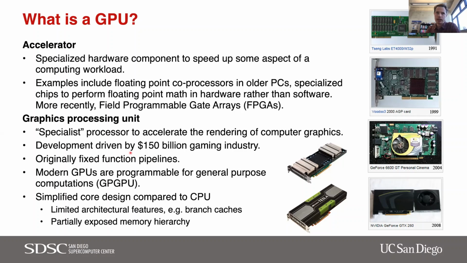And originally, they had only fixed function pipelines for graphics rendering. But about a decade ago or so, modern GPUs have emerged that are programmable. So for general purpose, not only for graphics applications. So you can literally write just normal code in familiar programming languages and execute that on GPUs. Because of the heritage and the way they are implemented, they have a simplified core design compared to CPUs with limited architectural features, for instance, like branch caches and so on, and a partially exposed memory hierarchy. And these are things you have to keep in mind and take into account to actually program GPUs.